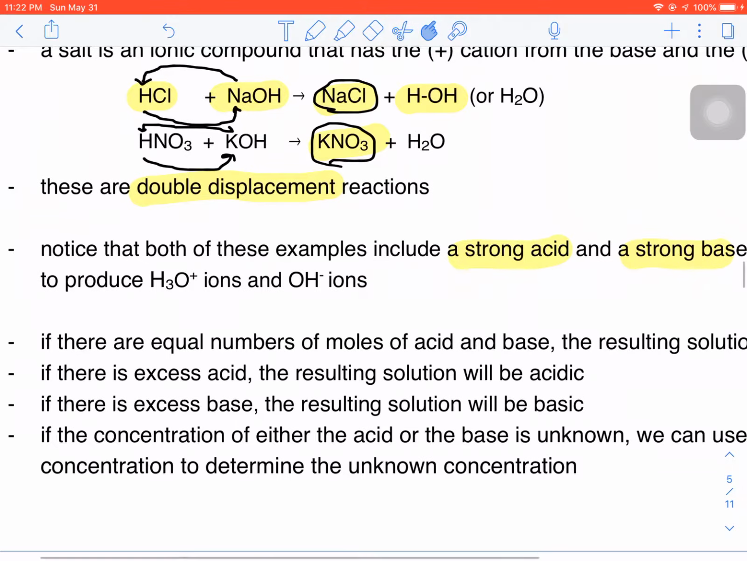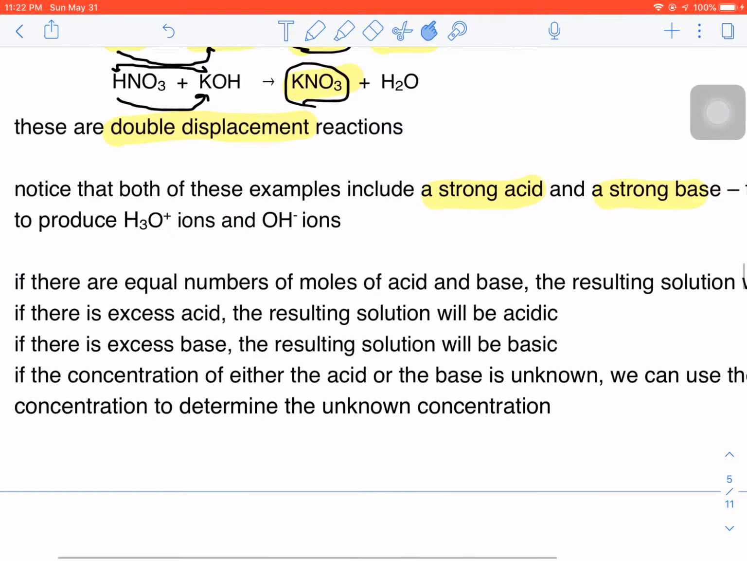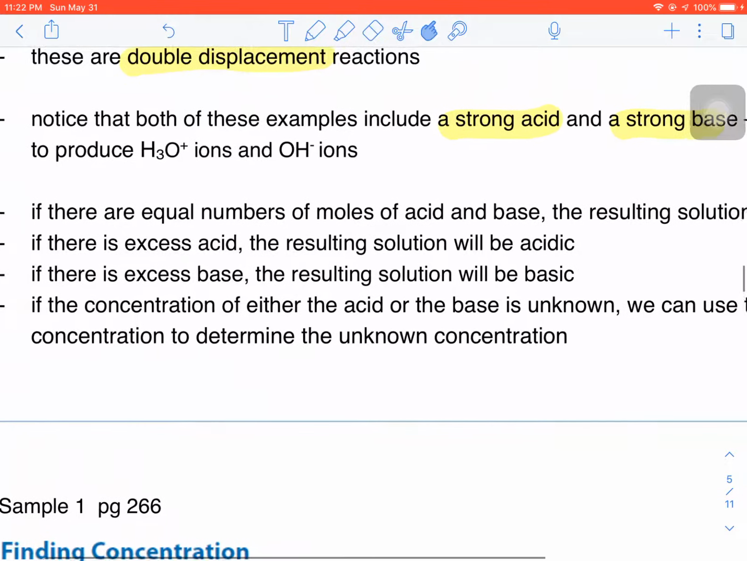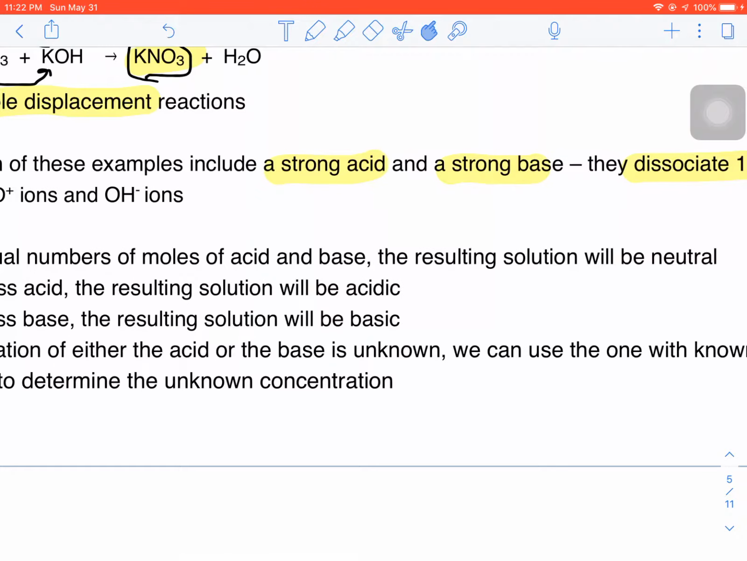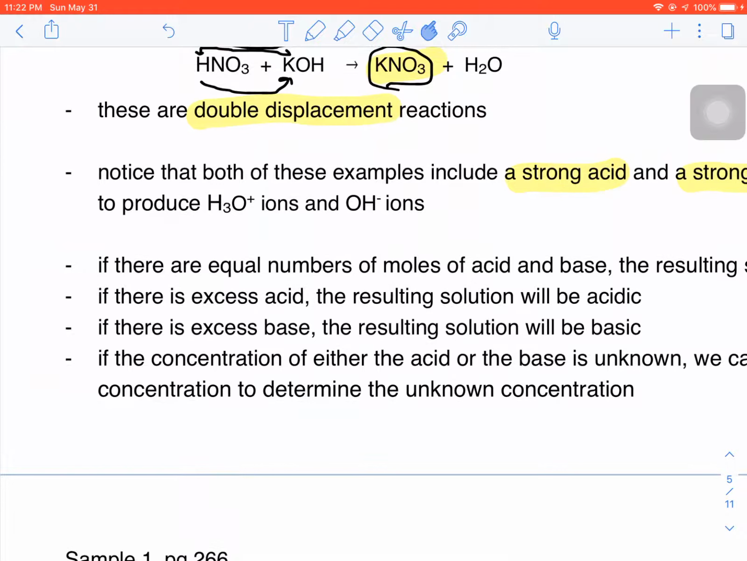Now, if I have equal amounts of the acid and the base, then according to our mole ratios, I have a 1-to-1 ratio, so the resulting solution is going to be neutral because I'm going to use up all of the H+, all the hydronium that's produced, and all the hydroxide will cancel each other out and turn into water.